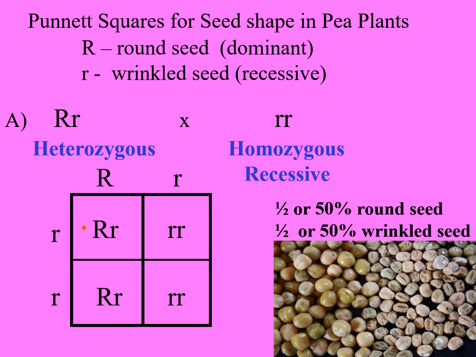In this case, you can see here, 50% capital R, lowercase r are going to be round because they're heterozygous. 50% are going to be wrinkled. This, again, is our phenotype ratio. Label that. Our genotype ratio, however, let's confirm that. Is also going to be 50-50, but it's 50.